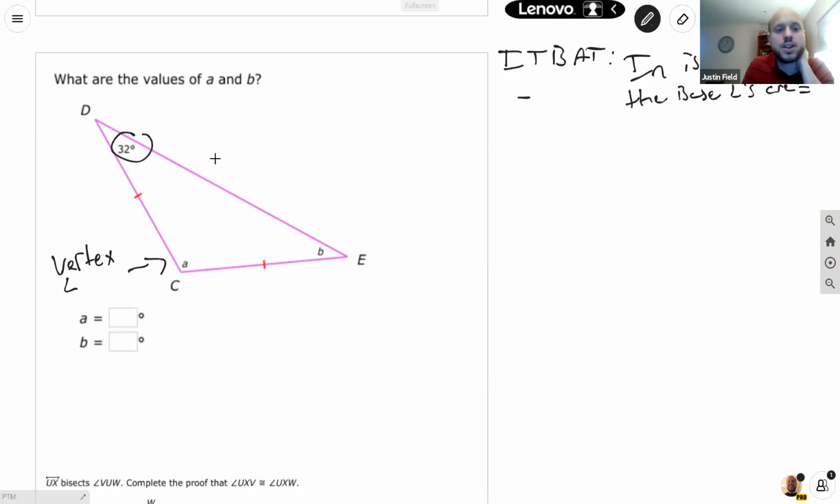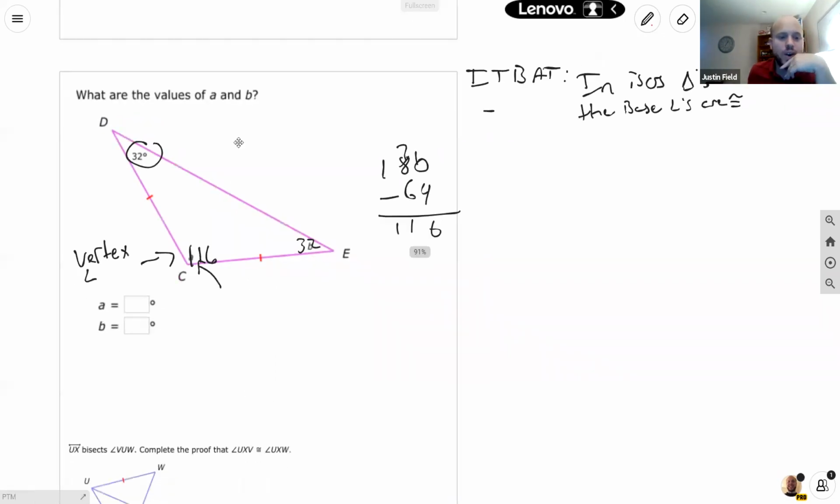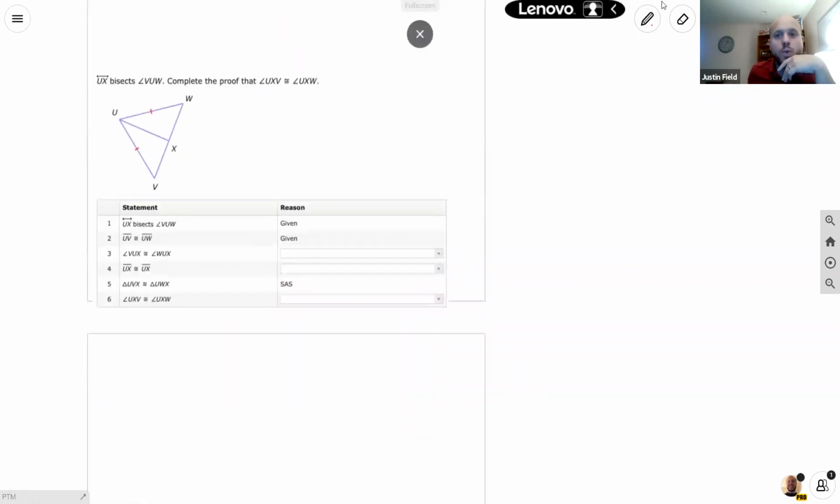So this is 32, this is 32. And then of course, triangle angles add up to 180. So 32 and 32 is 64. Subtract that and we get 116. All right. So have some fun with that assignment, and then you got one more.